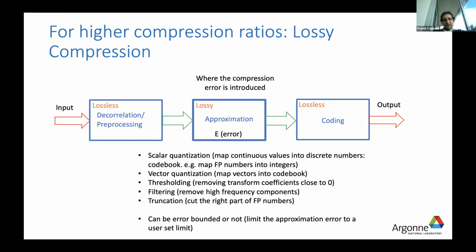This is the typical pipeline for a lossy compressor. You have a first stage that does some decorrelation, so pre-processing of the data, and then you have a stage which is doing the approximation. This is where we introduce the error in the lossy compression. And then you have the coding stage. There are different ways of doing the approximation to introduce the error. I will not go into the detail here. Each compressor that will be presented today will discuss this in detail.